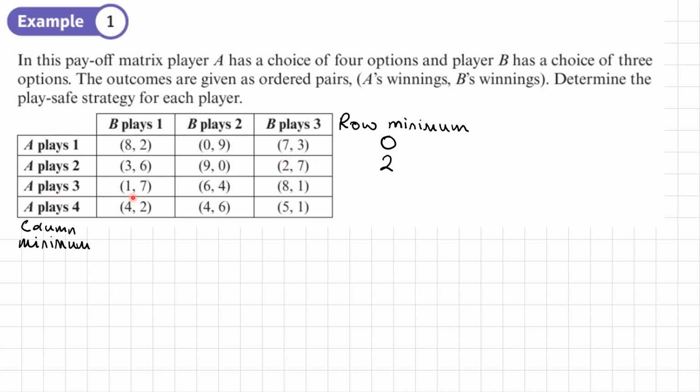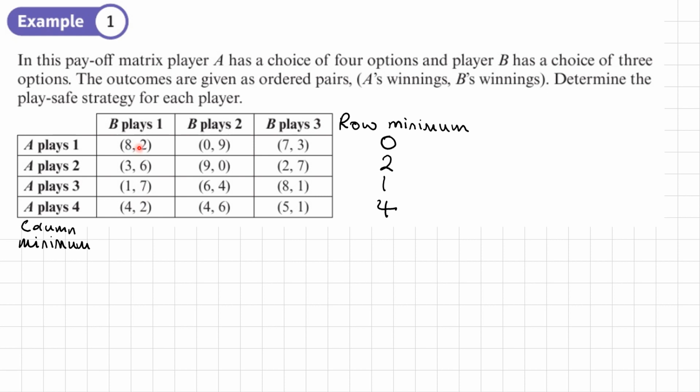If player A plays 3, they could win 1, 6 or 8. The worst that can happen is that they win 1. And if A plays 4, they could win 4, 4 or 5. The worst that can happen is that they only win 4. Let's look at the same for player B. Look at the column minimums.